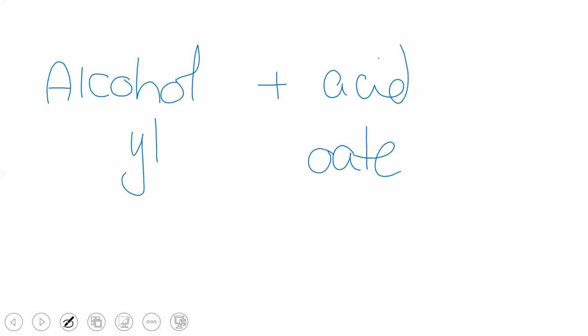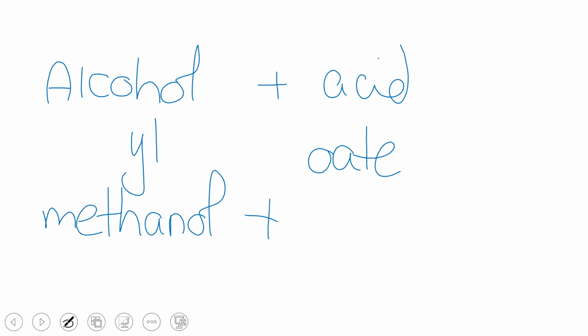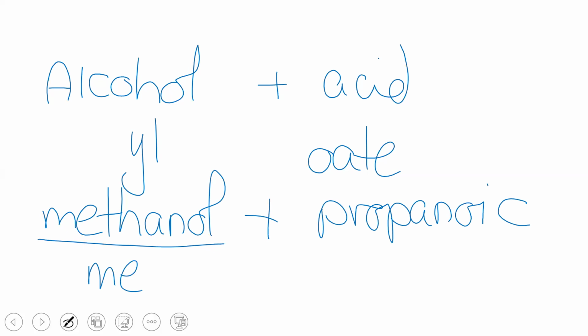Let's take an example. If the alcohol is methanol and the acid is propanoic, how do we name the ester produced? Here is the alcohol: methyl. So the name of the ester comes from the names of the parents, the alcohol and the acid. And the acid is propanoic, so it's going to be propanoate.